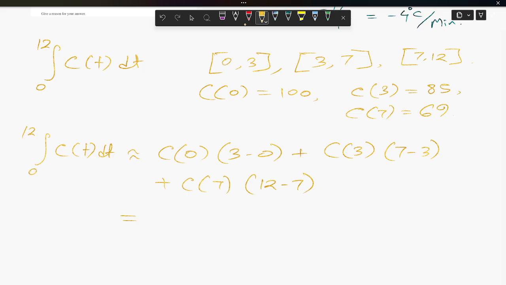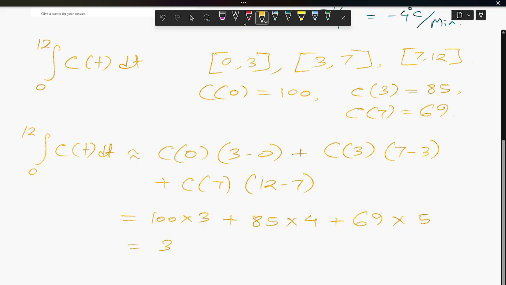So what we finally get, with C(0) equal to 100, is 100 times 3, plus 85 times 4, plus 69 times 5. So finally we are getting 300 plus 340, and 5 times 69 is 345. That will be 600 plus 85, so 685.